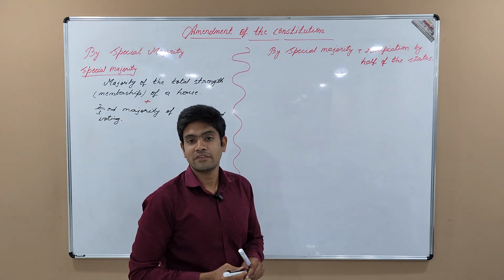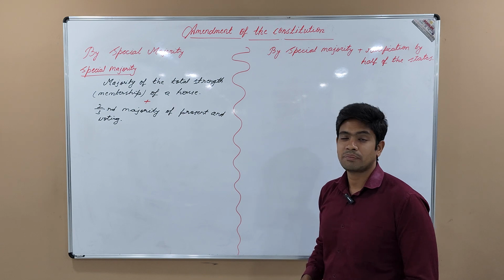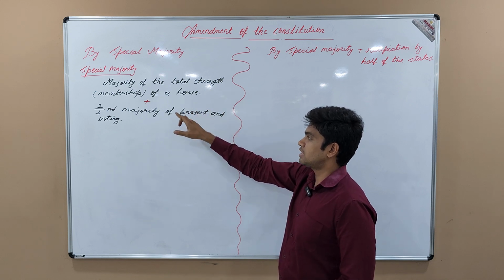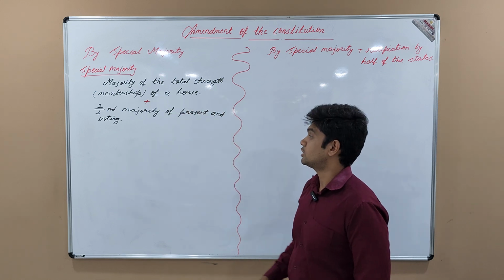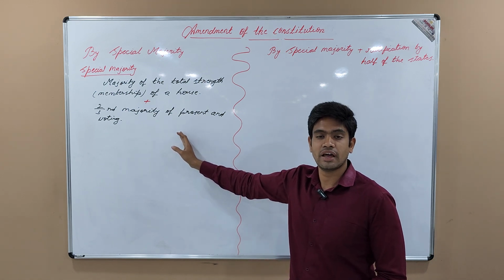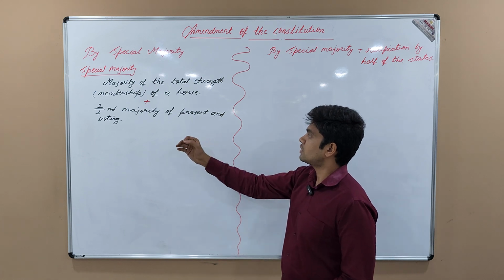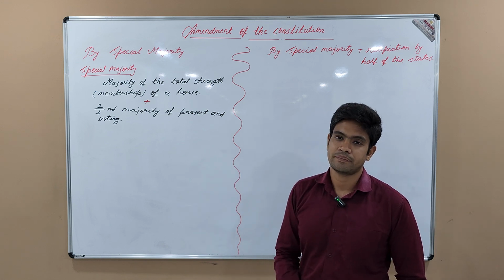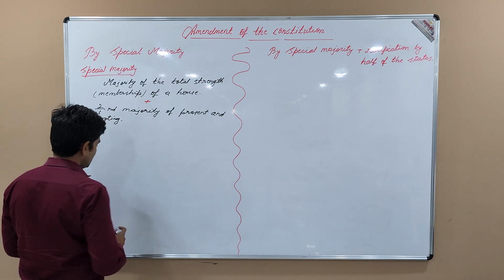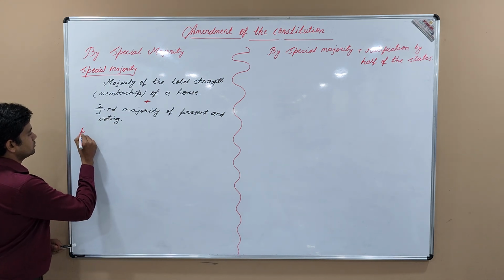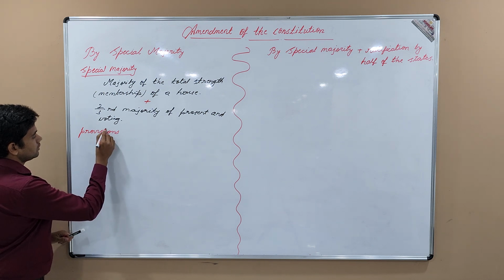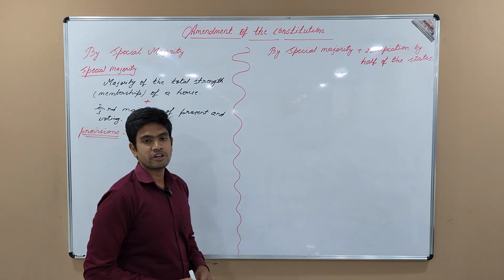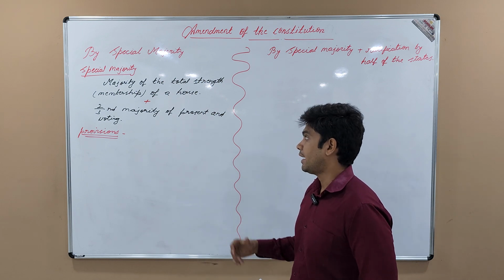As I already have said, the special majority is nothing but a combination of two types of majorities. The first majority is the majority of the total strength or membership of a house, and the second type is the two-third majority of those people who are present and voting. The combination of majority of the total strength of a house and two-third majority of the present and voting is called the special majority. And as far as the provisions are concerned, there are only two provisions of the Constitution which are amended by the special majority.